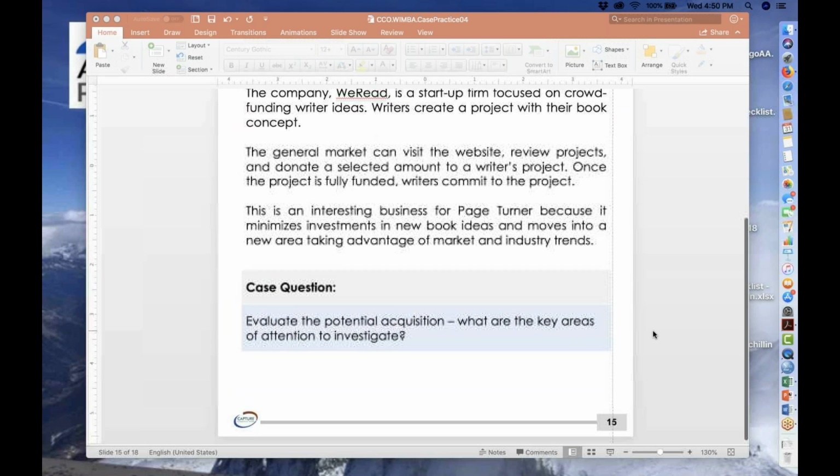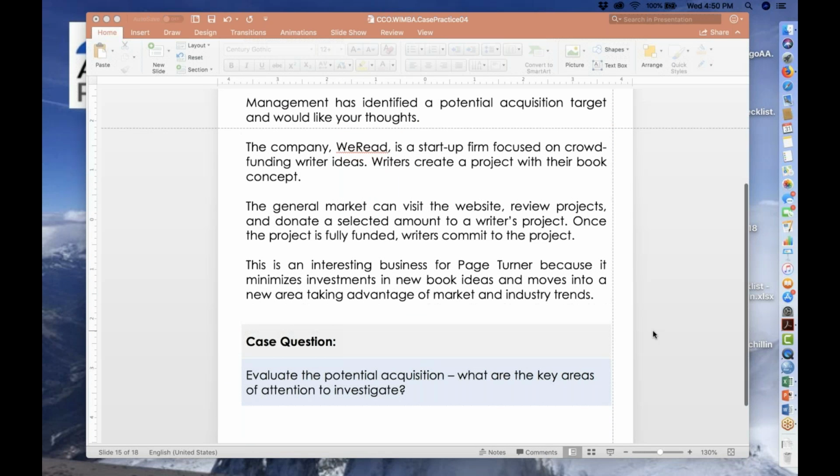So I'd like you to put together the structure that Page Turner would use to evaluate the potential acquisition. And in that structure, what you would essentially do is organize around the key areas that you think would be important to investigate. Okay? So I'm going to give you guys about 4 minutes to work on that, and then we will hear from a person or two and discuss. So please go ahead.